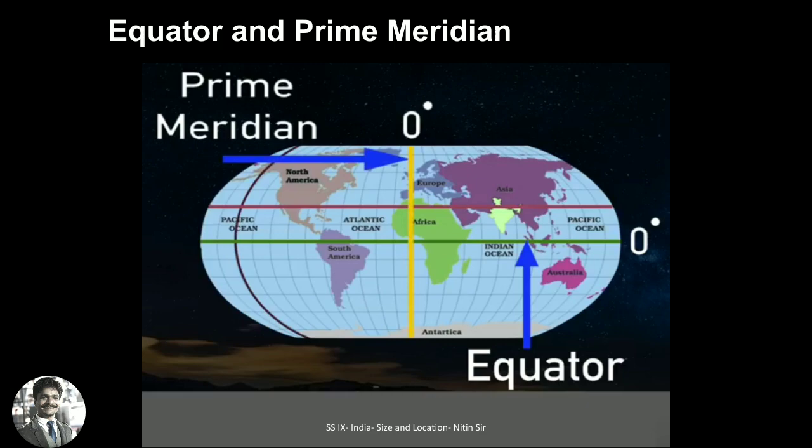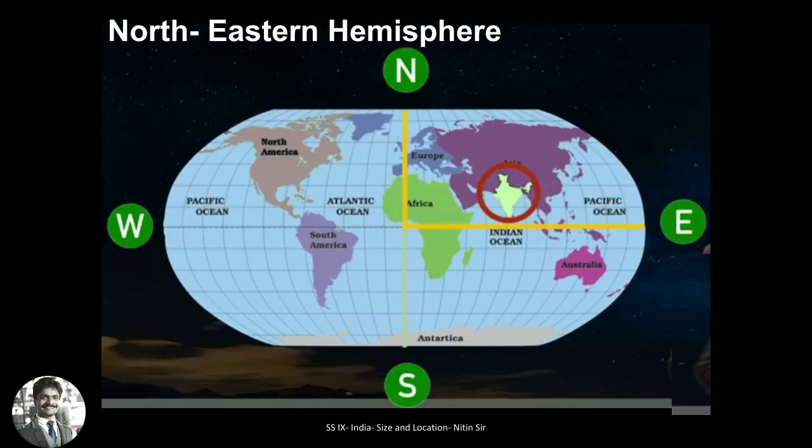There are two important lines on the globe. The first one is the prime meridian. The prime meridian is a longitude that has 0 degrees, and the equator is a latitude that is also 0 degrees. India lies in the first quarter of the prime meridian and equator, so the position of India is in the northeast. You can see in this image, India's position is in the northeastern hemisphere.